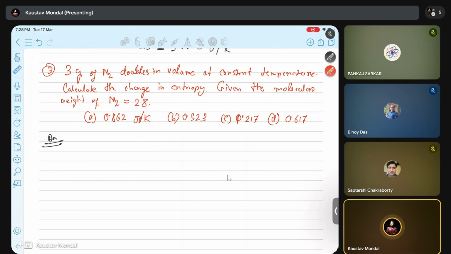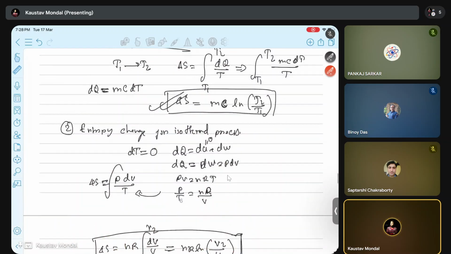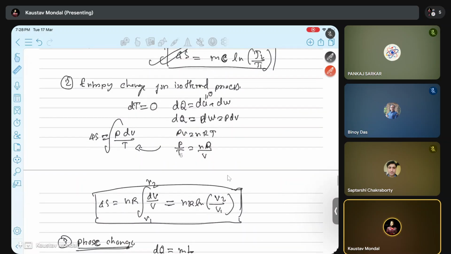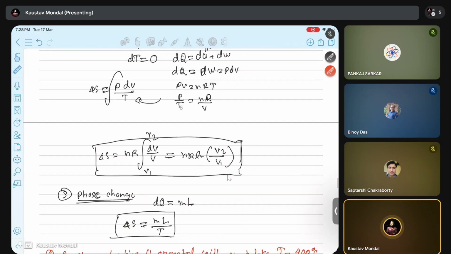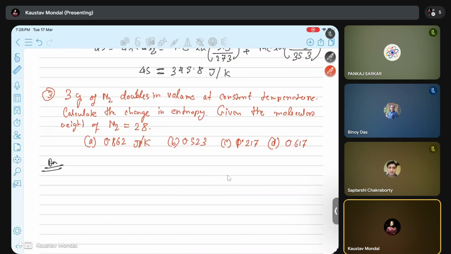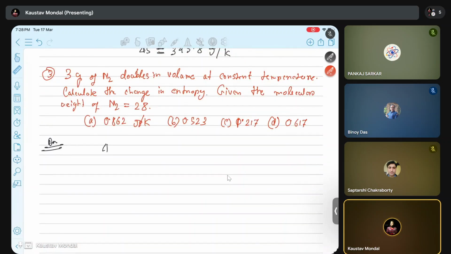Now the answer is, so here the temperature remains fixed and the volume is changing for this process. We have already derived the formula for the change in entropy for a change in volume. This formula I have already derived, so we'll use it. So delta S is nR ln V2 by V1.